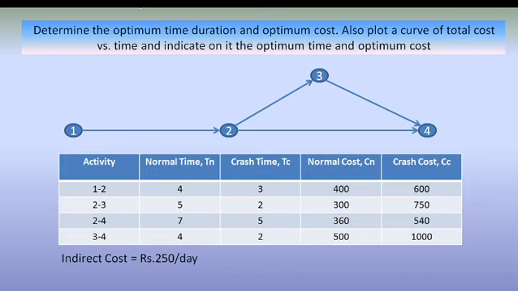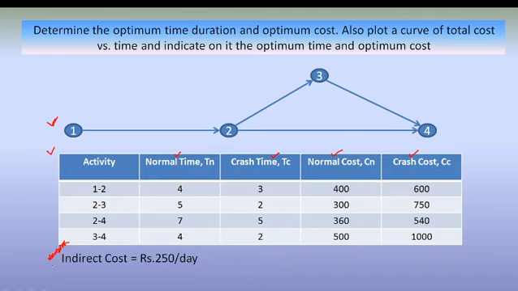So this is the network diagram given to us. This data will be available with the question, the network diagram and this tabular form. They will be giving us normal time, crash time. These times are important. Normal time, crash time, normal cost, crash cost, and this indirect cost.